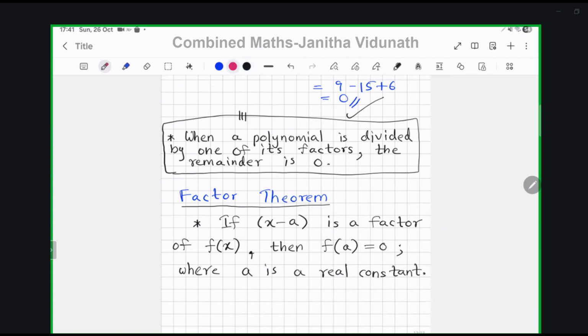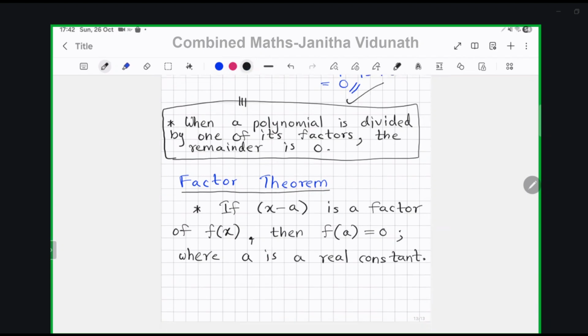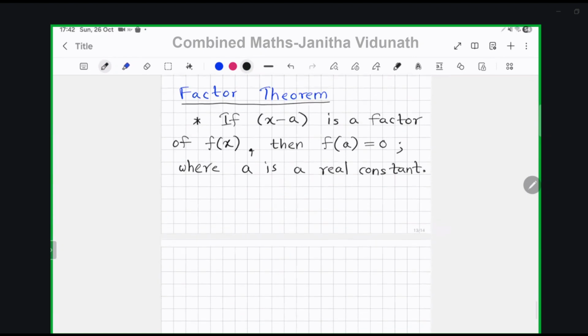This is the factor theorem. That means if x minus a is a factor of f(x), then f(a) should be 0. Just write down this. That means if x minus a is a factor, then we can say f(a) is equal to 0. This is the summary of the factor theorem. If x minus a is a factor, then f(a) should be 0.